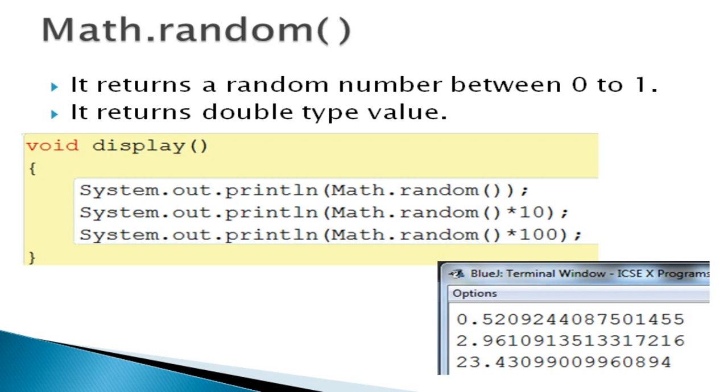And suppose the question says you want to print random numbers between 0 and 99, then you have to multiply the same random function with 100. So you will get any number between 0 and 99.